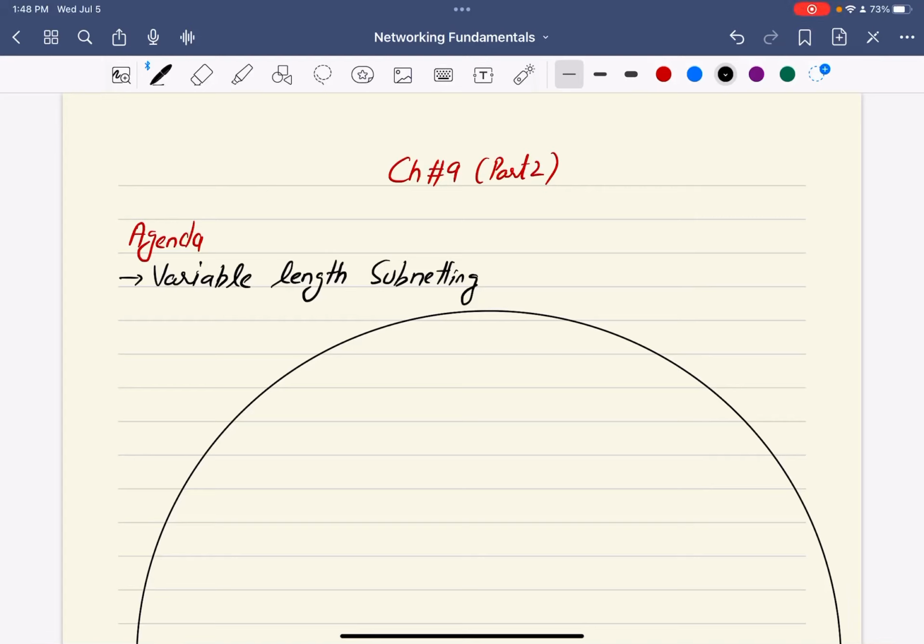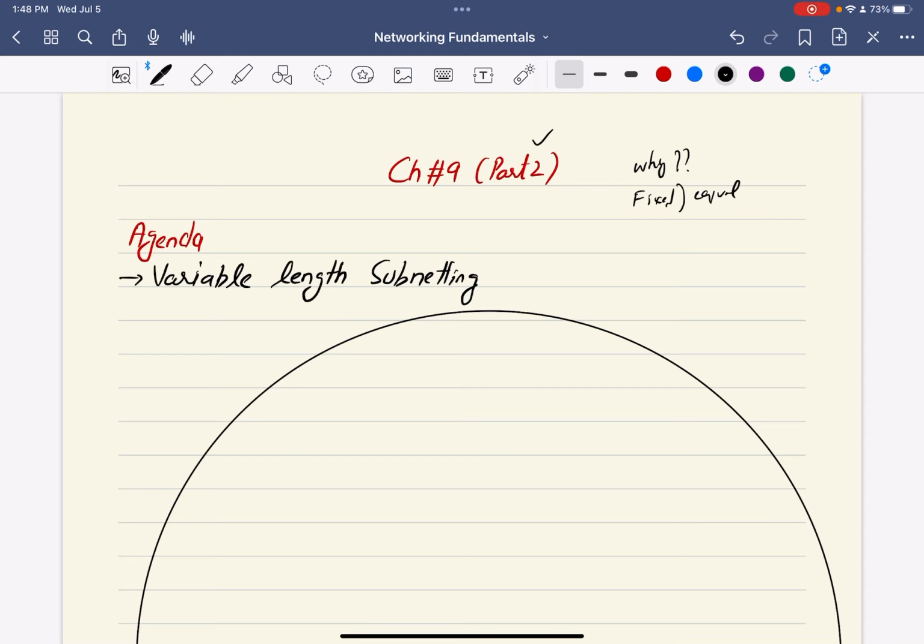Welcome back, everyone. So, today we will continue chapter number 9, and today we will discuss chapter number 9, part 2. In part 1, we discussed why we do subnetting. We discussed fixed length subnetting, where we divide the subnets into an equal number of parts, like an equal number of hosts. In this particular part, we are going to discuss variable length subnetting.